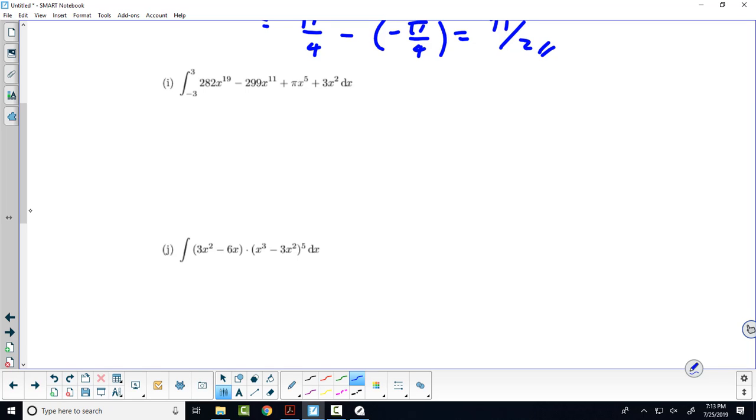Well, this is not an even or an odd function, right? Too bad it's not. Well, what could I do? I could break up the problem this way.